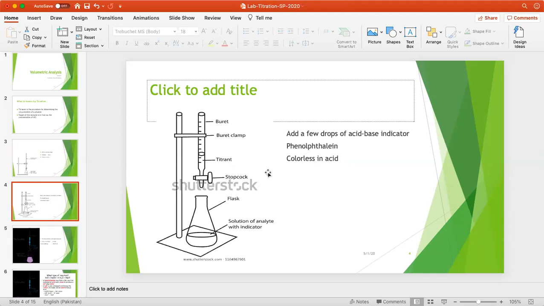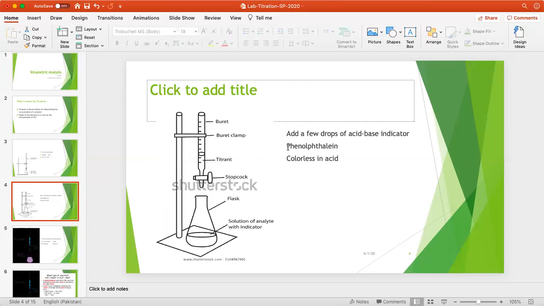Now what we do in the next step, two things you need to understand very carefully. One is the titrant and the other is the analyte. So titrant is something which is titrated, which is added, and analyte is something to which it is added, or something which is under analysis. Now in the next step, I add a few drops of acid-base indicator.